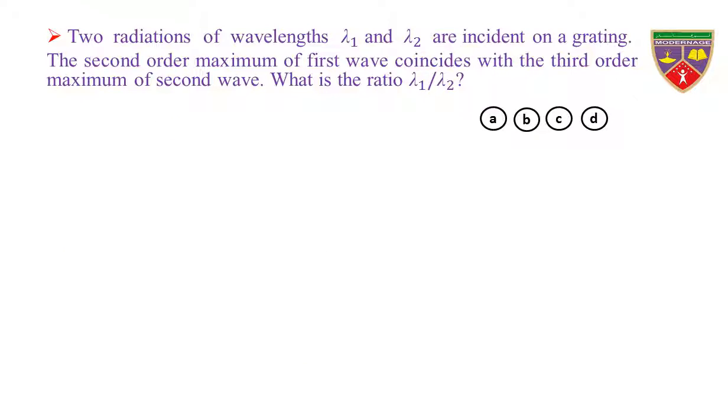Two radiations of wavelength lambda 1 and lambda 2 are incident on a grating. The second order maximum of the first wave coincides with the third order maximum of the second wave. What is the ratio lambda 1 to lambda 2? Option A: 1 by 2, option B: 1 by 3, option C: 2 by 3, option D: 3 by 2. The key is 3 by 2. Therefore, the correct option is D.